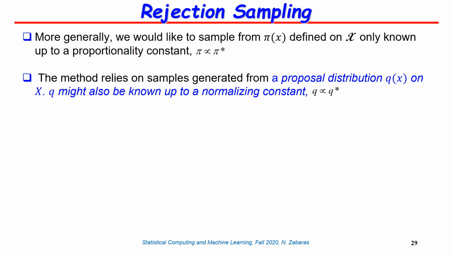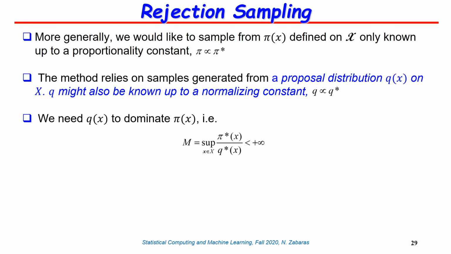To make this rejection sampling algorithm work, we need to have a fundamental constraint, and this constraint says basically that q of x needs to dominate pi of x. If you try to interpret this in an alternative form, effectively pi star of x has to be less than some constant M prime times q star of x. Okay, so q has to dominate pi of x.